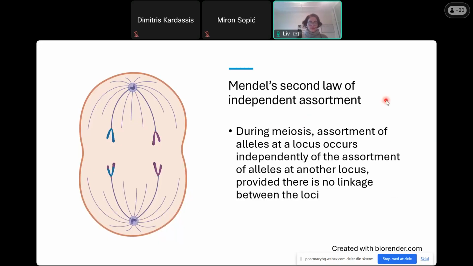And while Mendel was studying these flowers, he also wrote down some laws. One of these laws is Mendel's second law of independent assortment. This states that during meiosis, assortment of alleles at a locus occurs independently of the assortment of alleles at another locus, provided there's no linkage between the loci.